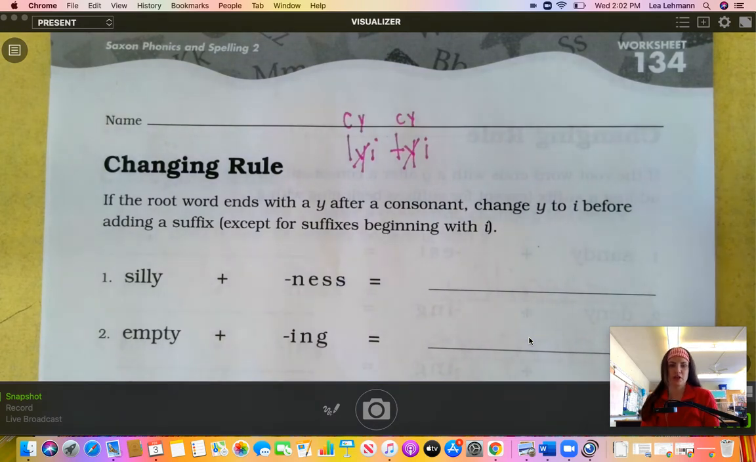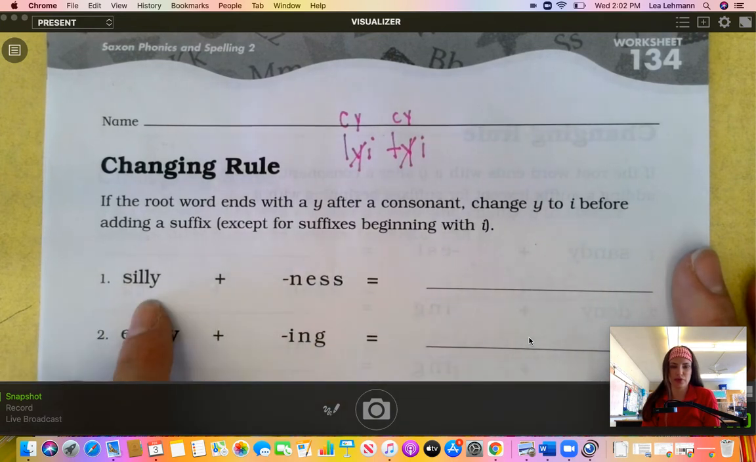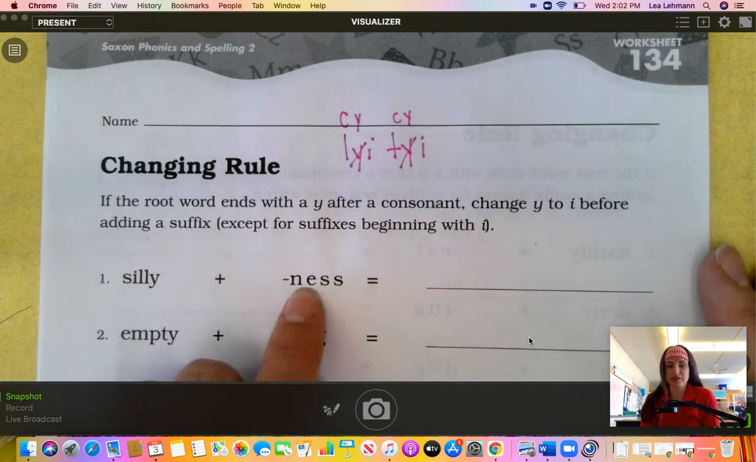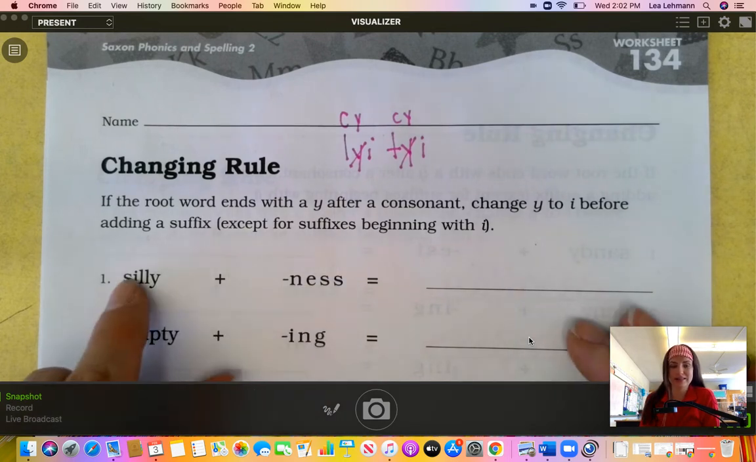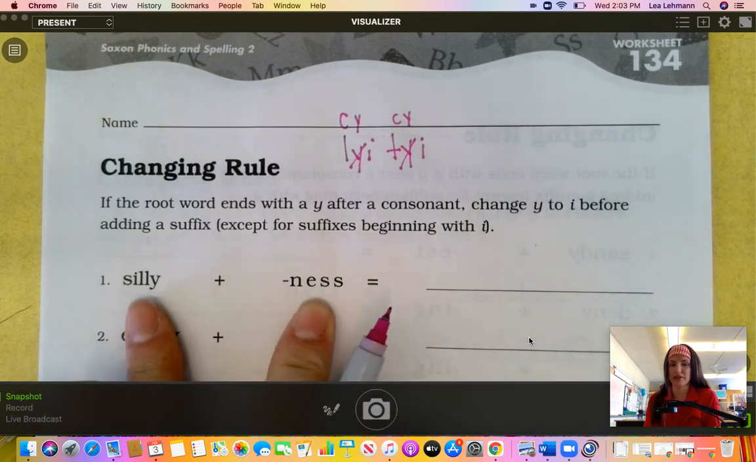Okay, so let's look at number one. It says silliness. So that's my root word and then my ending. Now don't forget, root words always are words. Like silly means funny. Suffixes are never words, but they mean something. Ness is like a quality. So if I had silliness, I would have the quality of being funny, right? You wouldn't have silliness in a reading lesson normally. You would have silliness at recess. So it has meaning there.